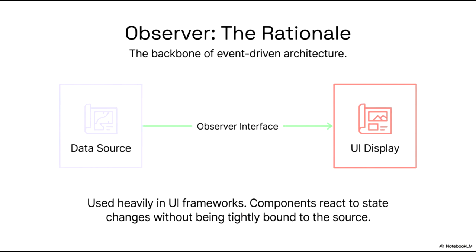In this configuration, we have a data source that serves as the subject and a UI display acting as the observer. By introducing an observer interface between them, we create a system where the display can automatically update whenever the data source changes. This approach is used extensively in modern UI frameworks, as it allows components to react to state changes without being tightly bound to the source. This coupling ensures that our architecture remains flexible, maintainable, and responsive to real-time data updates.